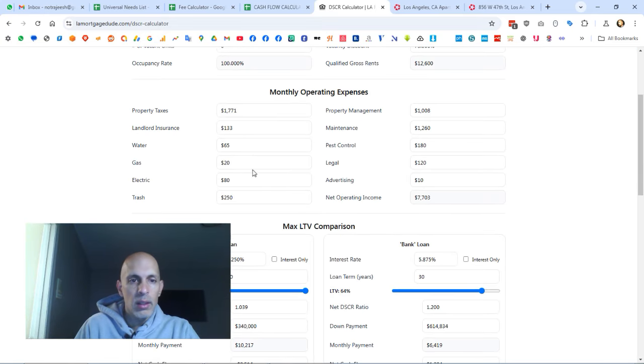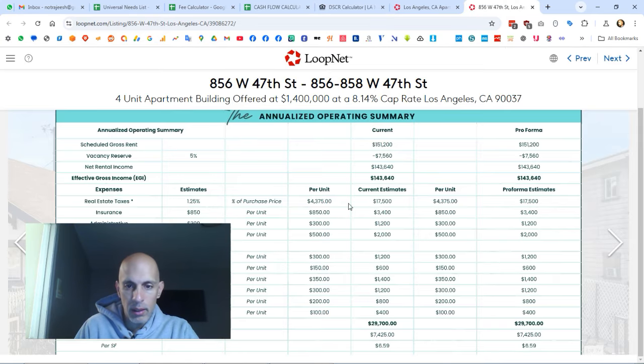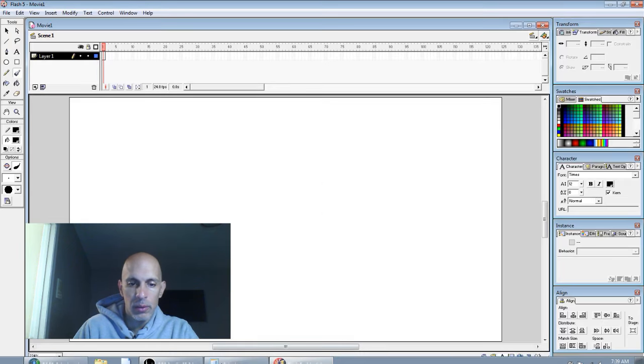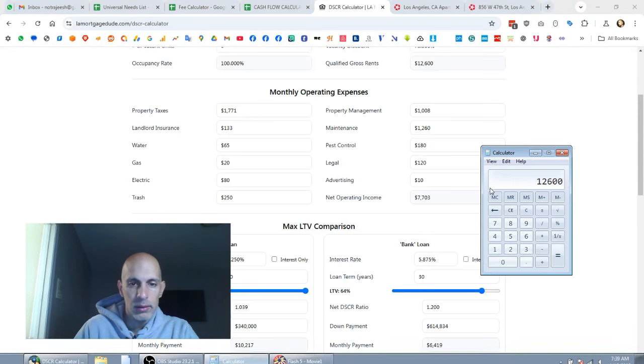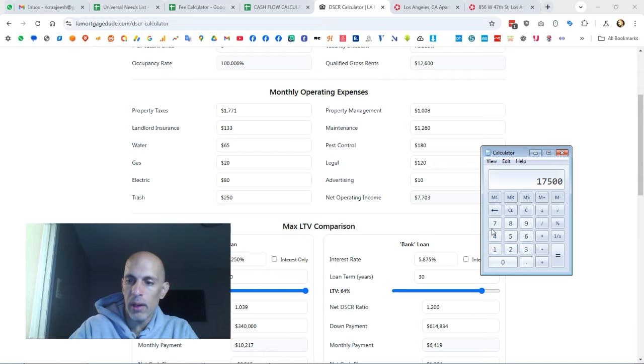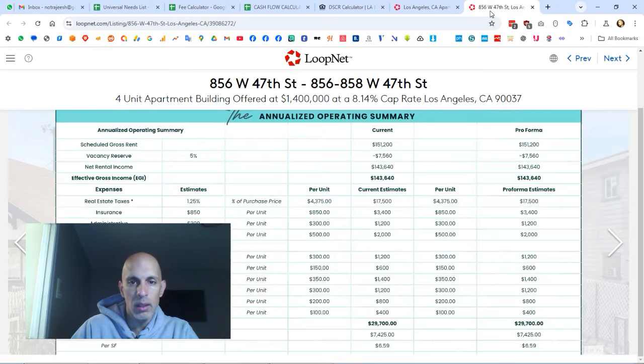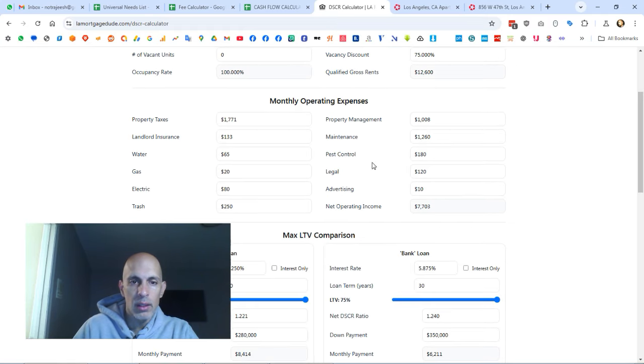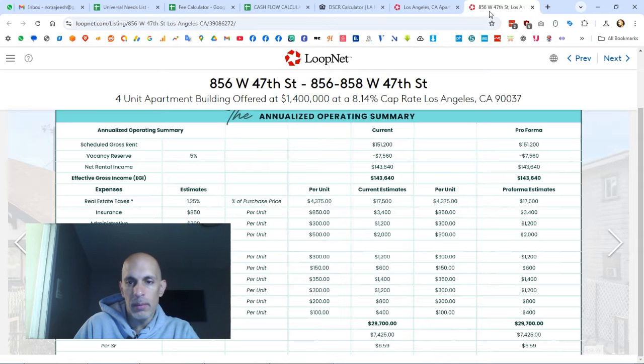All right. So property taxes, let's see here, 17,500. That's close to it. Well, let's see, 771. So, whoops. 17,500 divided by 12. This should be 1,448. Oh, this is 1.4 million, not 1.7. That explains it.